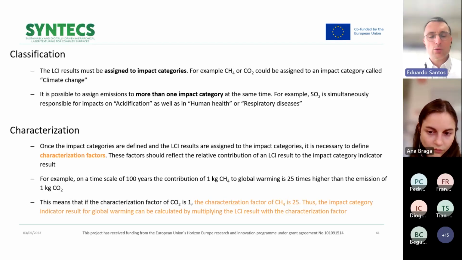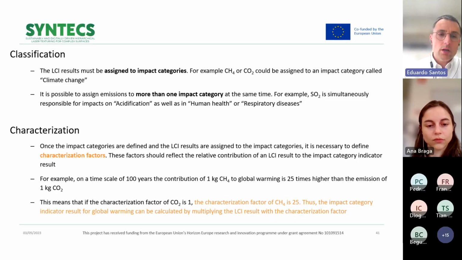And in this case, for instance, we use CO2. CO2 is used as the reference unit for climate change. And we can compare the effects of methane with CO2 in terms of global warming, and that is 25 times higher. So we can establish the correlation between each substance and the reference substance, which in this case is CO2, to characterize basically the environmental impacts of the emissions in terms of the climate change impact category. So this would mean basically that CH4 is 25 times higher environmental impact in terms of climate change than CO2.